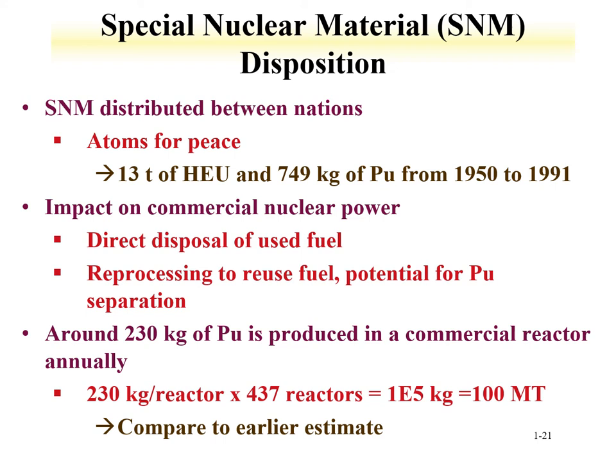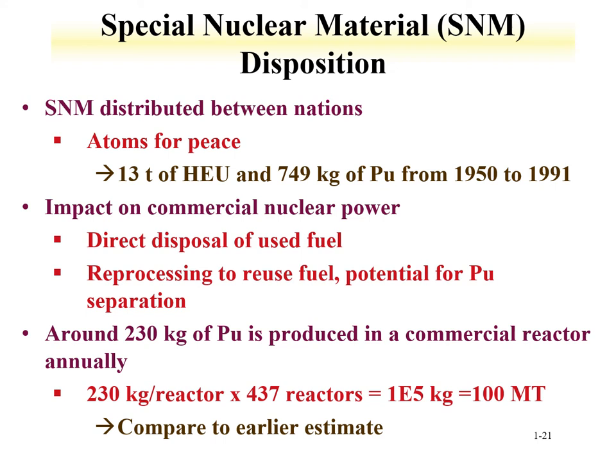A primary route to control the spread of nuclear weapons would be to control the spread of special nuclear material. However, special nuclear material has been distributed since the earliest days of nuclear technology. Atoms for Peace, a program for utilizing nuclear material for peaceful uses, has distributed around 13 tons of high-enriched uranium and around 750 kilograms of plutonium from 1950 to 1991. The plutonium was used for fuel works, and the high-enriched uranium has been used for production of medical isotopes.